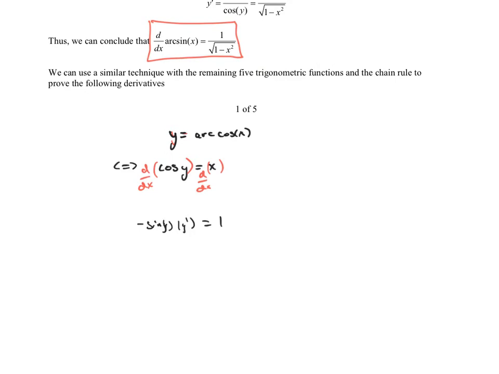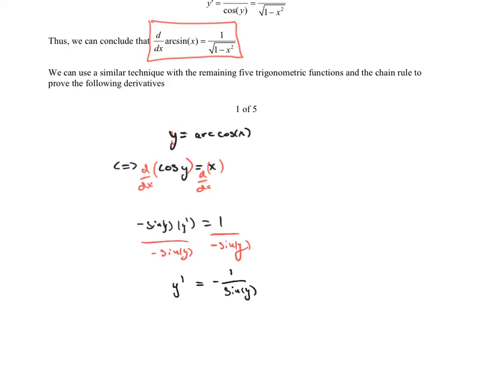Divide both sides by negative sine of y. And let's see what we have. I'm ending up with y prime equals negative 1 over sine of y.